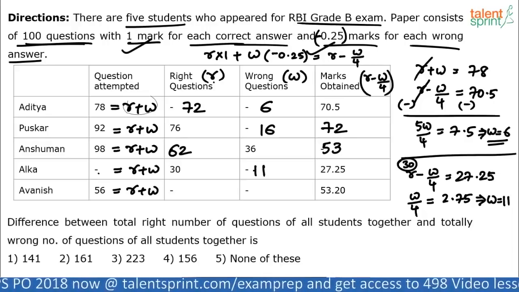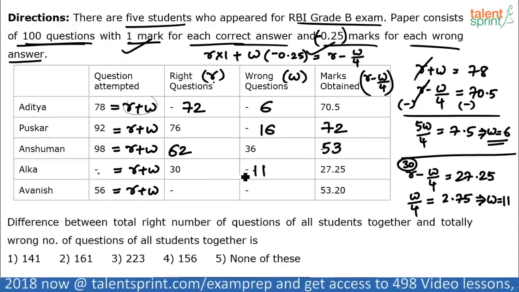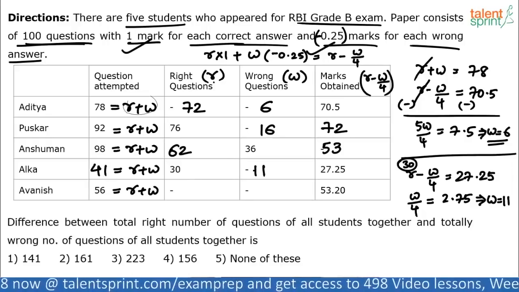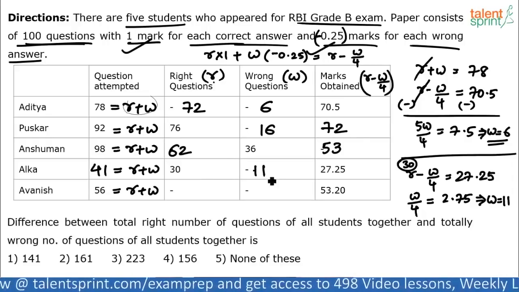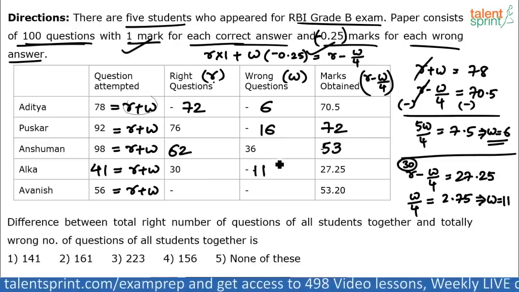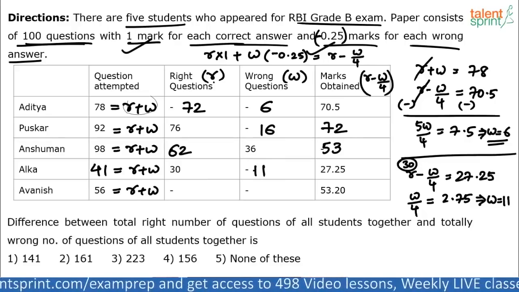So 11 wrong answers. So what's the total number of questions that Alka has attempted? 30 plus 11, 41. You can verify if you want, right? 30 into 1 is 30, 11 into 0.25 is 11 by 4, 2.75. 30 minus 2.75 is 27.25.